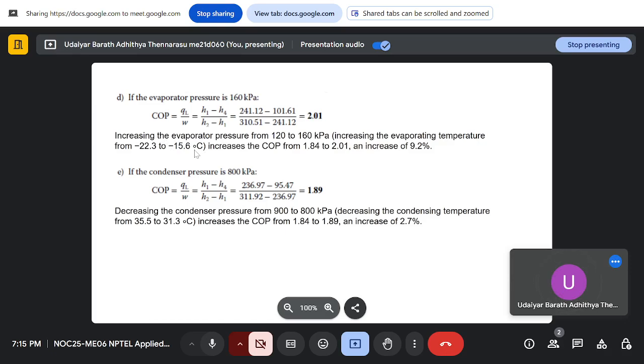So your performance has increased, but if your cooling requirement is at a lower temperature, then this is not possible. But if your cooling requirement is at greater than minus 15, then this makes a more efficient system. Then, if the condenser pressure is 800 kilopascal, so you are reducing from 900 kilopascal to 800 kilopascal, in this case both H2 and H4 will vary.